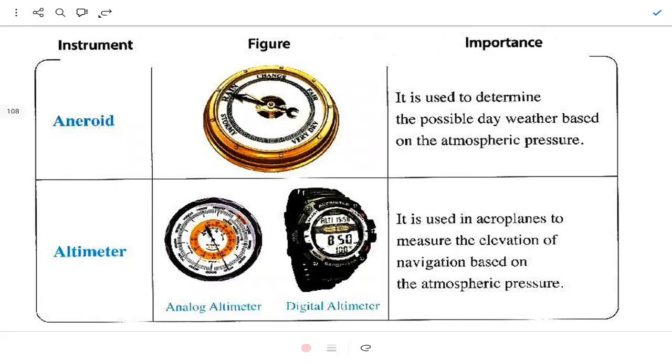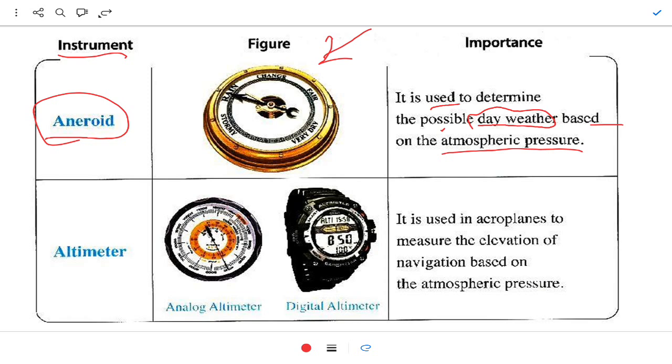We have two instruments that measure the atmospheric pressure. Aneroid is the name of this instrument. This is its figure. This instrument is used to determine the possible day weather. It's important to know the weather based on the atmospheric pressure.